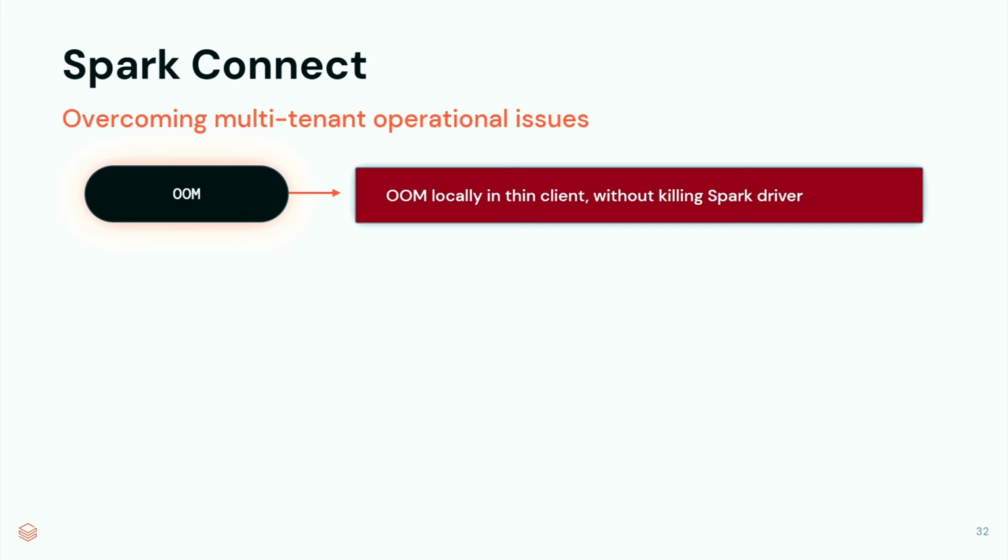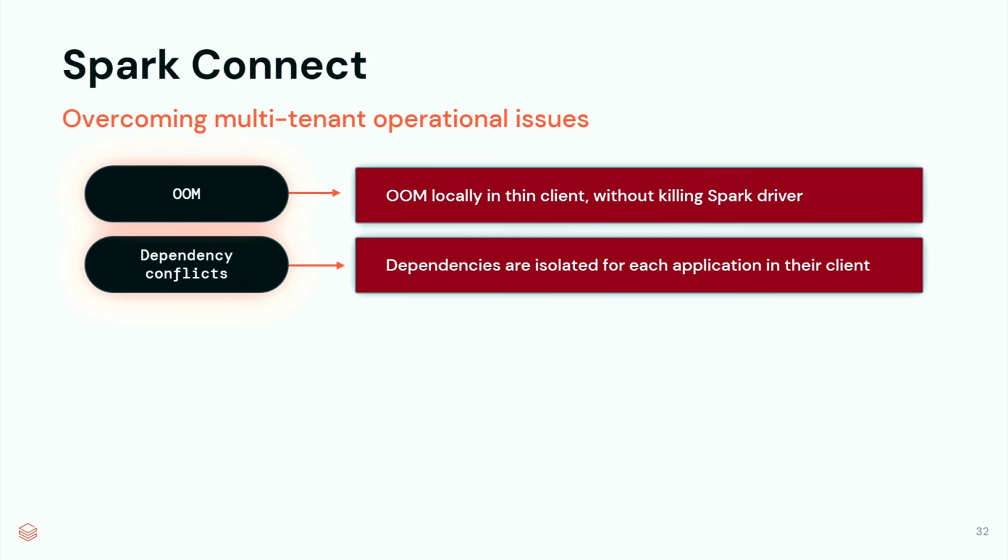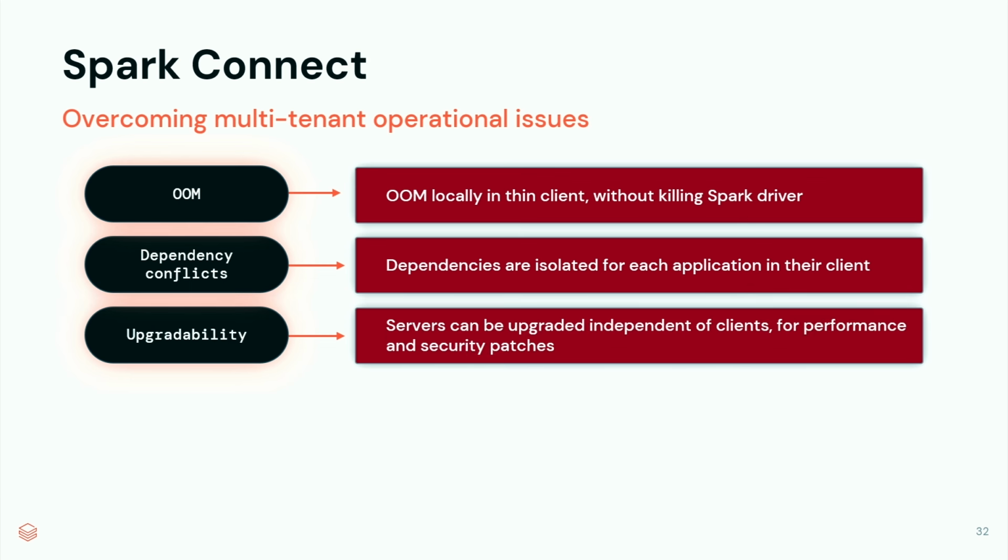Specifically, what does this mean? Well, since a lot of things are running locally in the client, you aren't going to kill the Spark driver with out-of-memory issues. Dependencies are isolated for each application running with Spark Connect, so you don't enter this really complex dependency hell where you're trying to wrangle dependencies between jobs. Upgrades can occur independently of applications. So you can upgrade a cluster, or create a new cluster and just point your apps at it, and you can decouple the two. So cluster upgrades are much, much easier, which allows you to get newer Spark features faster.